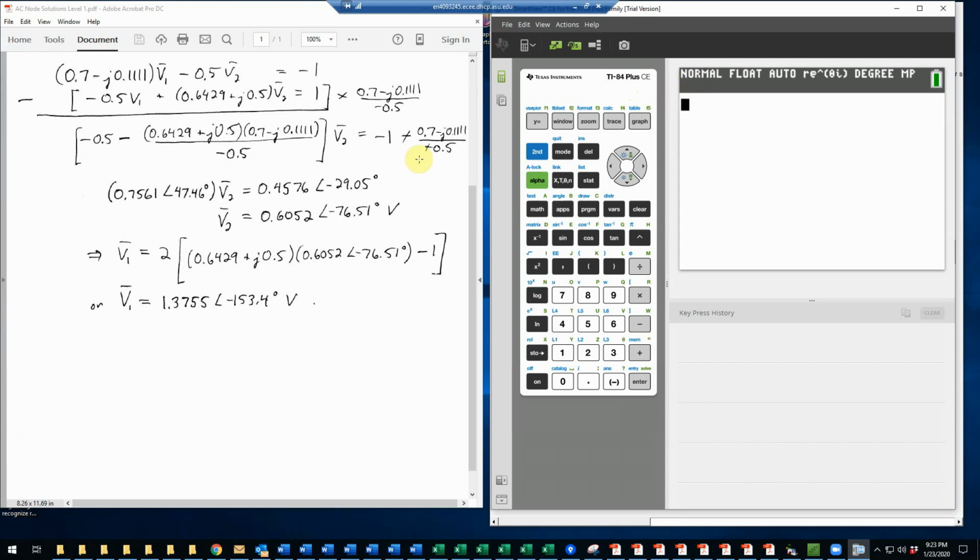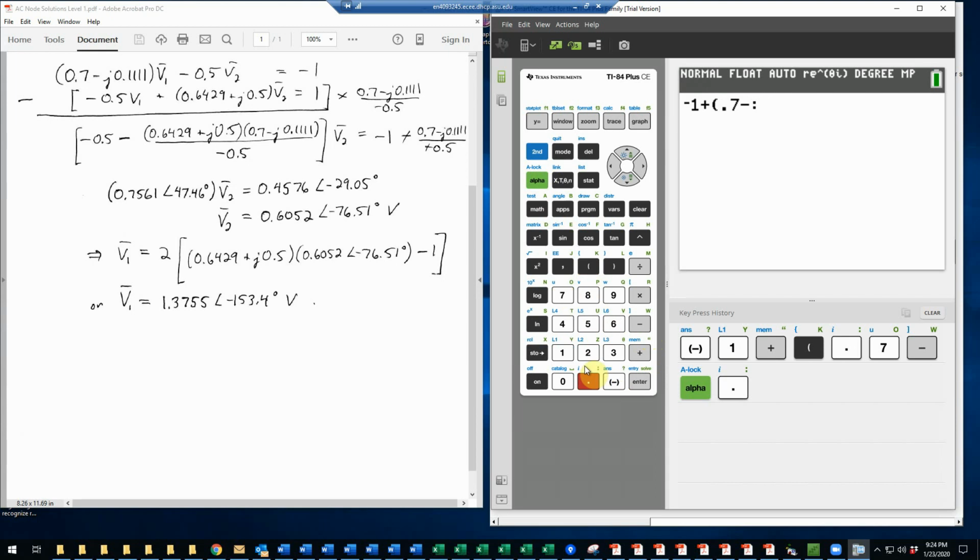Okay, so let's go ahead, for example, and evaluate the right-hand side here. So that's quite simple. I just write -1, and then I'm going to add, and now I'll put this in parentheses, 0.7 minus, and remember j is written as i in the calculator, so that's above the decimal point key here, but using the second. Okay, that seems to have done something funny there, so I think I clicked the wrong button. So second i, yes, I clicked the green button by mistake.